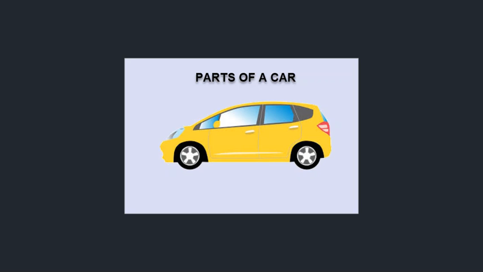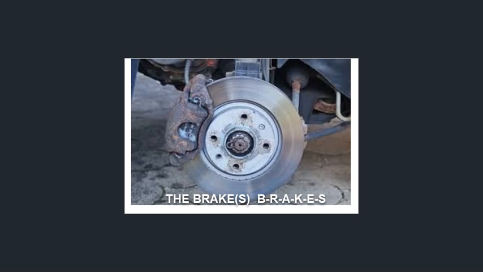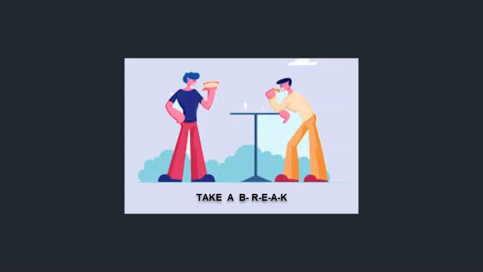So we'll start off here with the first picture, which is what you need in order to make the car stop. You need the brakes. The brakes are what stops the wheel from turning. But not to be confused with the next word, which is a brake, B-R-E-A-K. It sounds the same, but it's a different word.